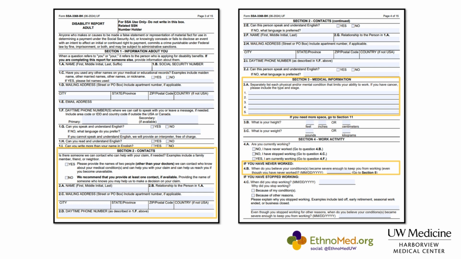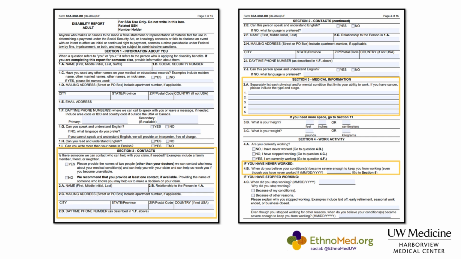On the right-hand side of this slide, you can see that Section 3 starts to ask about medical information. This is just asking you for the diagnoses that your client has. This is where it can be helpful to have copies of their medical records or to have received their medical records directly if you've signed a release of information for that clinic.